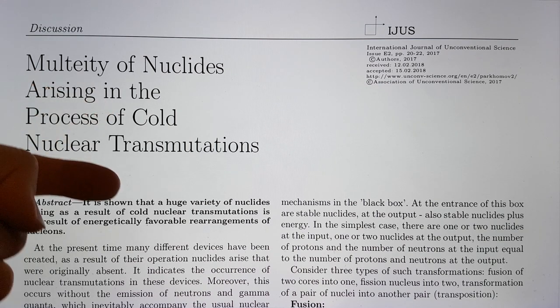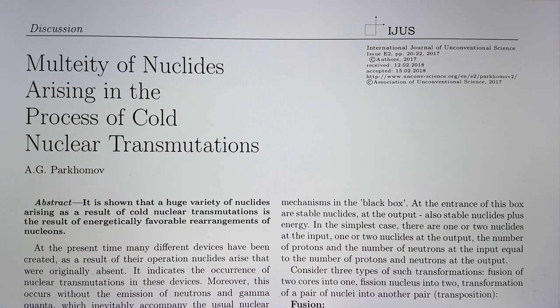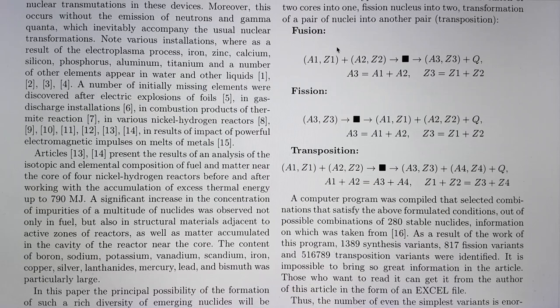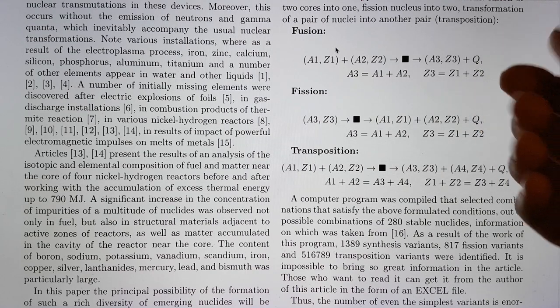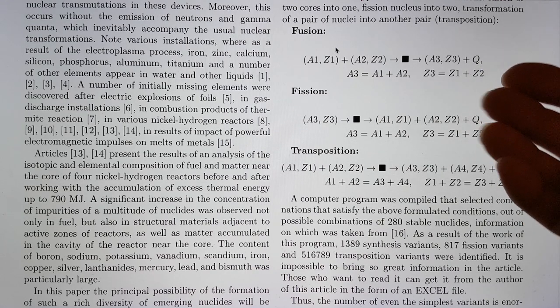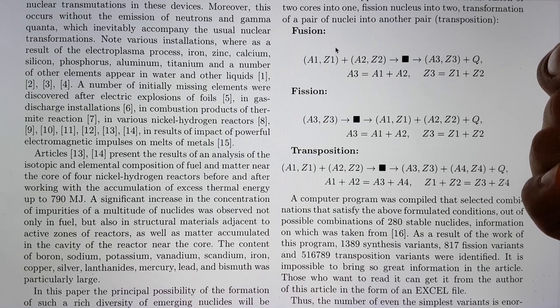Now, cold nuclear transmutations is the name that the Russians use. They call it cold nuclear transmutations and ball lightning. And so that's why it has cold nuclear transmutations and not low energy nuclear reactions. However, I was just looking through it, and the basis of the paper is he wanted to explain some of the findings that he had seen in some of his experiments where there clearly was transmutations occurring.